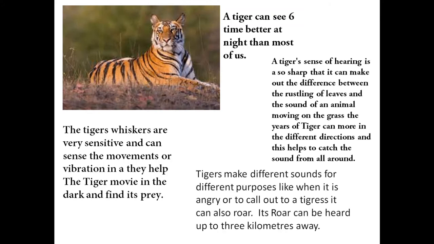Next, tigers make different sounds for different purposes, like when it is angry or to call out to a tigress. It can also roar. Its roar can be heard up to 3 kilometers away. See, children, 3 kilometers away we can hear the roaring sound of a tiger.